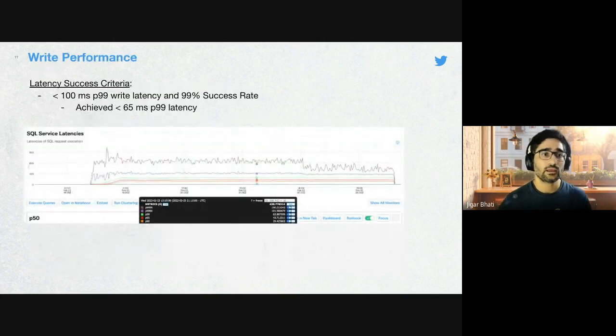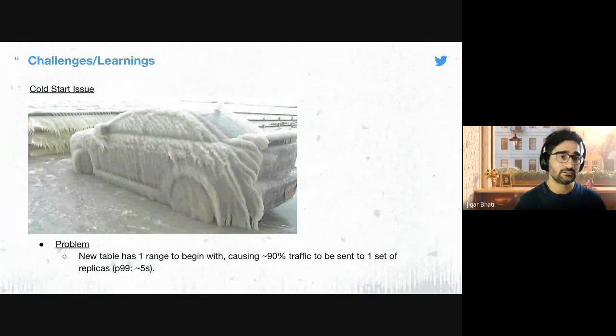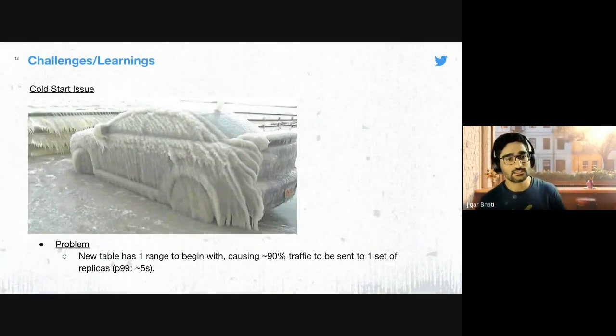And in terms of latency success criteria, we wanted to achieve less than 100 millisecond P99 write latency and 99% success rate to be able to achieve the 6 hours import SLA that we have defined. And what we actually were able to achieve was less than 65 millisecond P99 latency, and we were able to complete the import within 5 hours and certain number of minutes. So that's pretty good. Okay, and now let's talk about the challenges or the learnings.